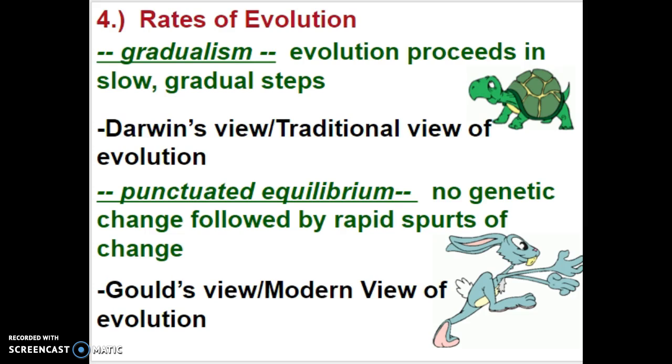So punctuated equilibrium shows no genetic change followed by a very short amount of time where there's very many changes. Stephen Jay Gould developed this kind of view. It's more a modern view of evolution, but many scientists still kind of blend the two together. Some species will show that gradual change, and others show a kind of a punctuated equilibrium.